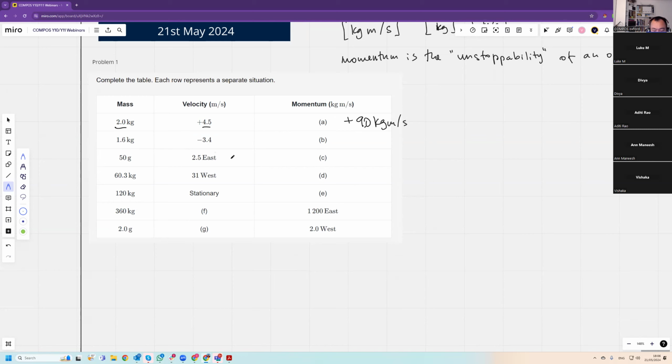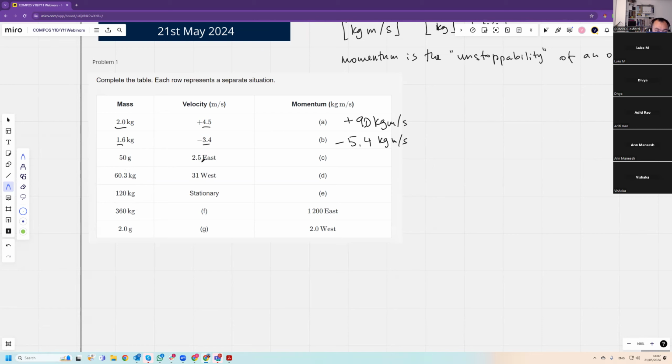If it's 1.6 times 3.4, it's going to be minus 5. Now, if you do it in a calculator, it's 5.44, but your data is 2 sig figs, so it's 5.4 kilogram meter per second. That means it's in the negative direction. So in any problem, you choose a positive direction, and hence you have a negative direction. So that's what it is about.